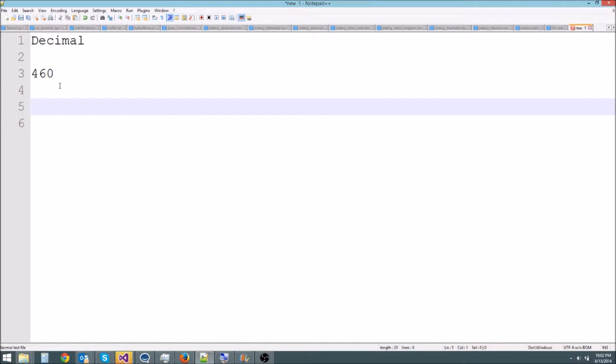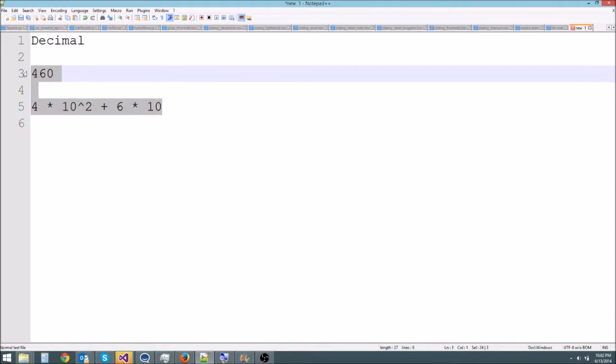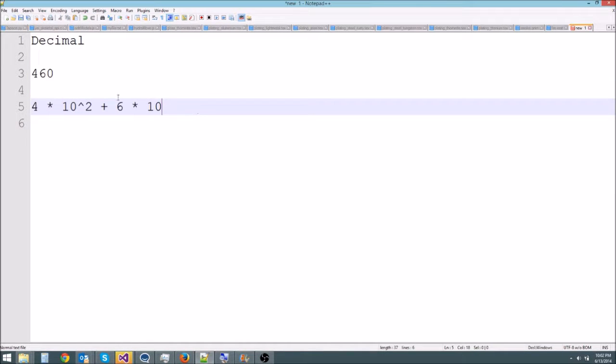So let's do that. Let's take 4 times 10 times 10, which is 10 squared. Hopefully you know what the exponentials are. And then plus 6 times 10. And if you do the math on this, you're going to get the number 460. Now, the reason I'm showing you this incredibly simple thing that you probably already understand is because this is exactly what you do for binary.